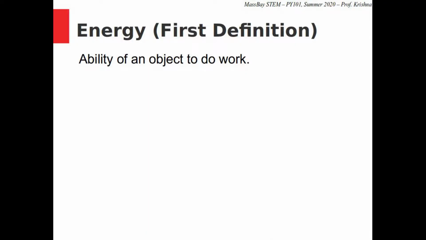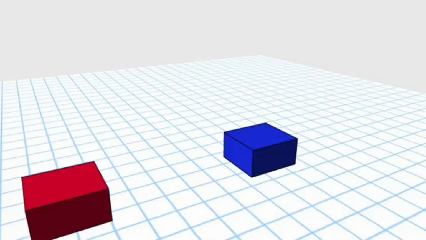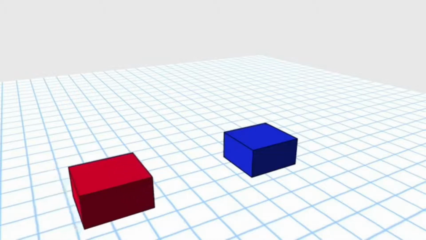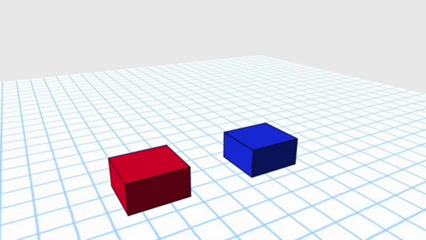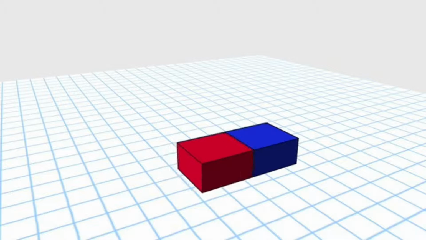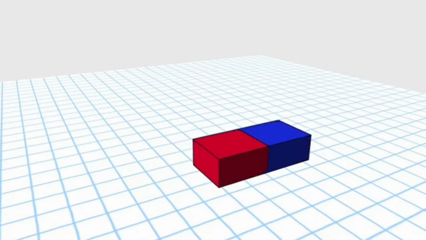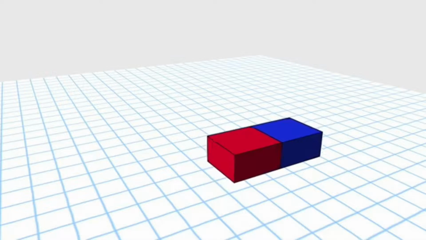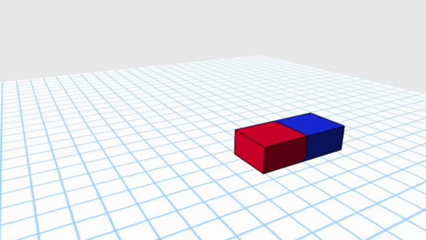This brings us to one definition of energy. We say that an object has energy if it has the ability to do work on another object. Energy is the ability to do work. There are several kinds of energy. In the example we just saw, the reason that the red block could do work on the blue block is that the red block was moving. Any moving object has the ability to do work on another object. We could say a moving object has a quantity of energy by virtue of the fact that it is moving.